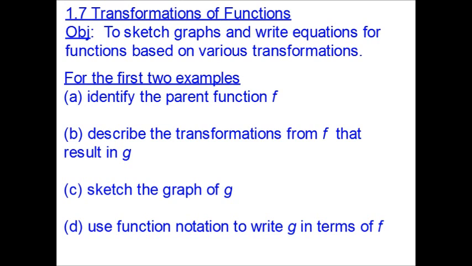For the first two examples, we're going to identify the parent function f. Really, we could say f of x right there, but sometimes we just say f without the of x attached to it, so don't let that freak you out. It's just function notation. We're going to have some equation that represents a function. Then b, describe the transformations that take one function to another, where g is going to be the one that we're given. Then we're going to sketch a graph and use function notation to write g in terms of f, and that's probably going to be a little bit weird, but let's get going.